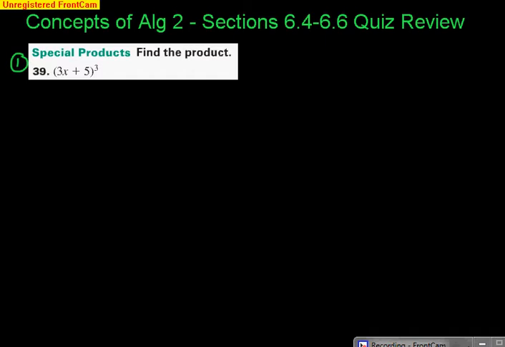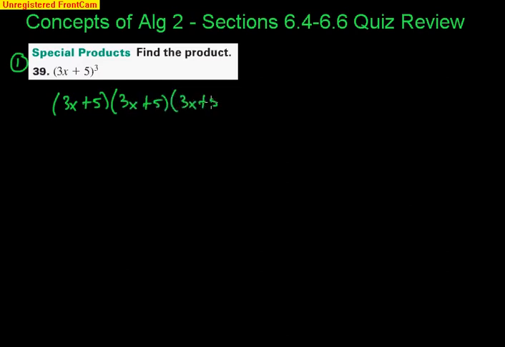First, find the product. So we're going to multiply. And notice, there's nothing really to multiply. It's just a binomial raised to the third power. But we need to know that the third power means write this thing 3 times. So I'll write it 3x plus 5 times 3x plus 5 times 3x plus 5.